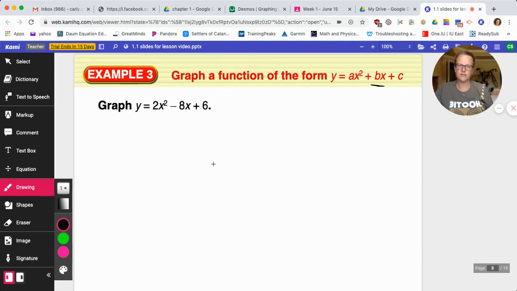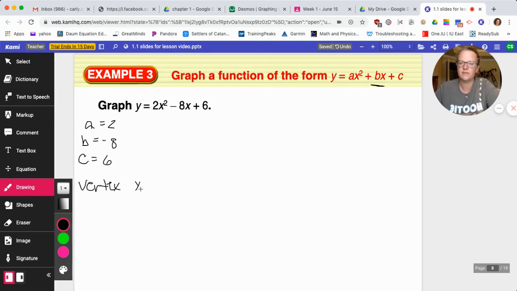All right, so here we have a function of the form y equals ax squared plus bx plus c. First, let's identify the coefficients of the function. I have a equals 2, b equals -8, and c equals 6. Okay, let's use those. First I'm going to find the vertex, and I said to find the vertex, calculate the x-coordinate. x equals -b over 2a. So -(-8) over 2 times 2, which is 8 over 4, which is the value 2.